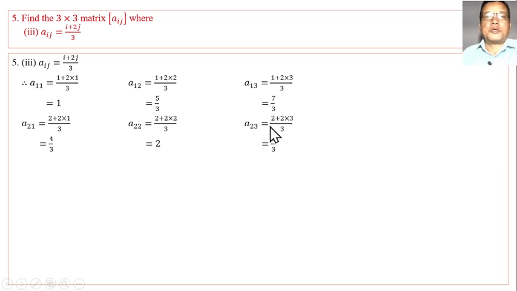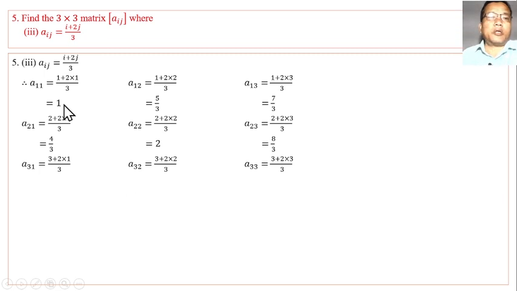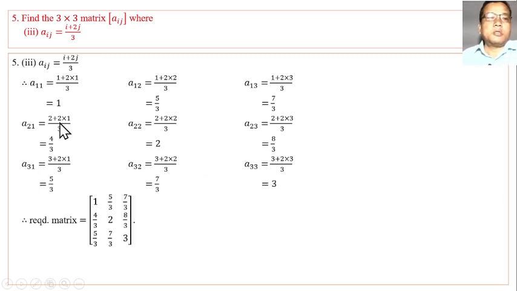And A of 2,3, i equals 2, j equals 3, simplify the row. A of 3,1, 3,2, 3,3. So we have 3 by 3 elements, and the required matrix is: 1, 5 by 3, 7 by 3 in the first row; 4 by 3, 2, 8 by 3 in the second row; 5 by 3, 7 by 3, 3 in the third row. This is the required matrix.